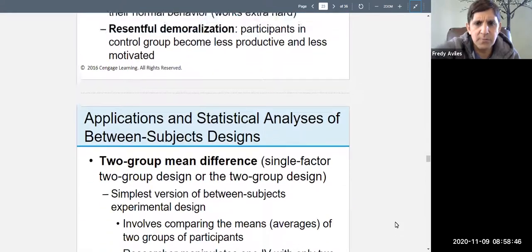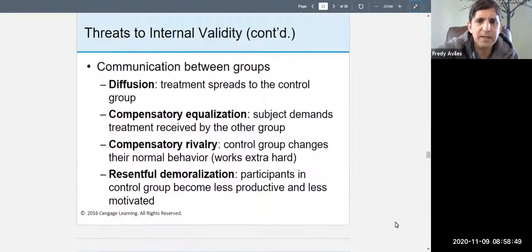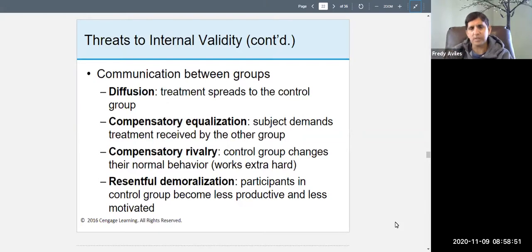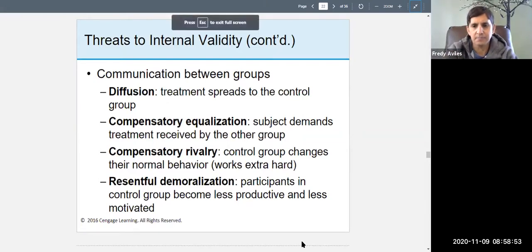That is where we'll stop, you guys. We'll talk about applications of between subject design, and eventually get to within subjects design next time. So let me stop recording.